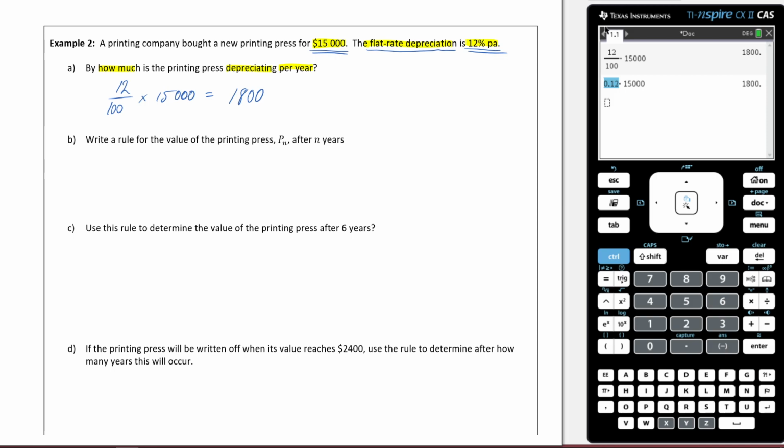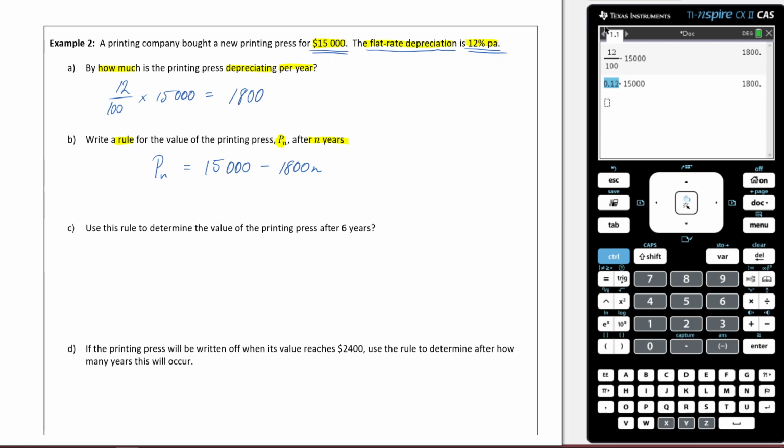Question B here then says, we need to write a rule. So we're writing a general rule for the value of the printing press, P of n, after n years. This is where we need to remember how we construct our general rule. So P of n is going to be equal to the original cost, $15,000, and then each year we're losing $1,800 of that. We're going to times that by n, where n represents the amount of years. So this is saying 15,000 minus 1,800 times n.